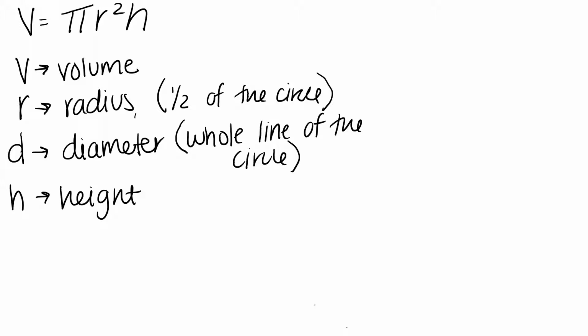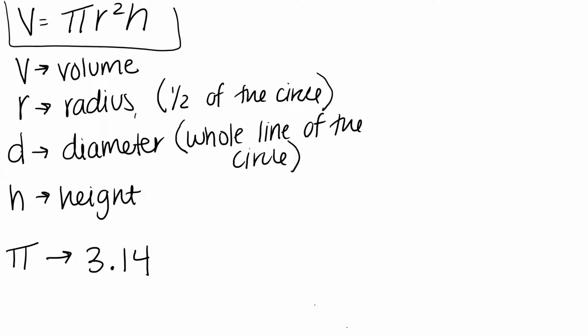And so in these problems, you'll be given a picture of a cylinder, and then you will have to identify the radius and the height and plug those numerical values into our equation, V equals pi r squared h. When it comes to the pi value, pi can have three different types of numbers.